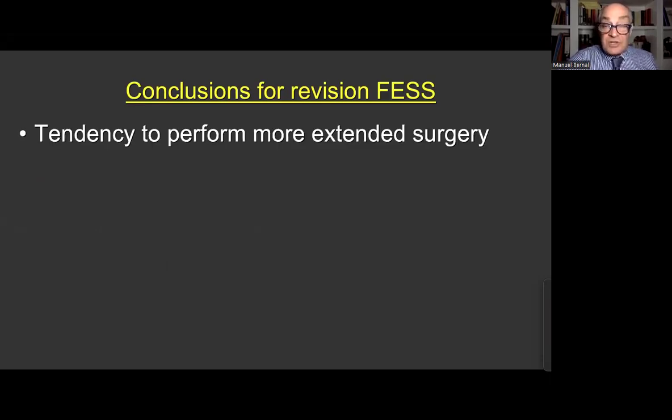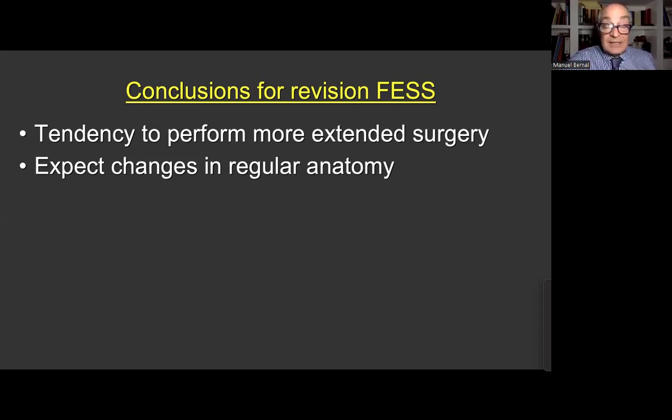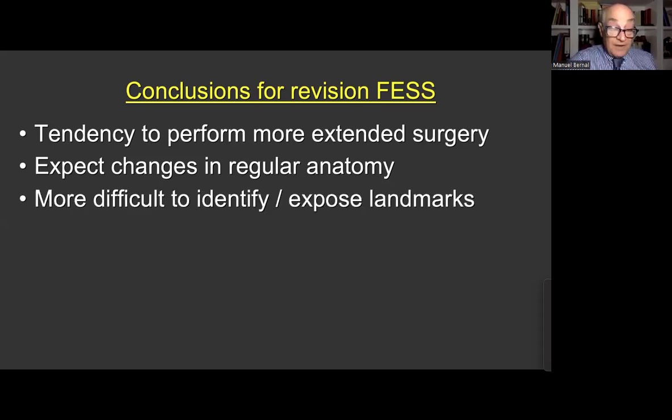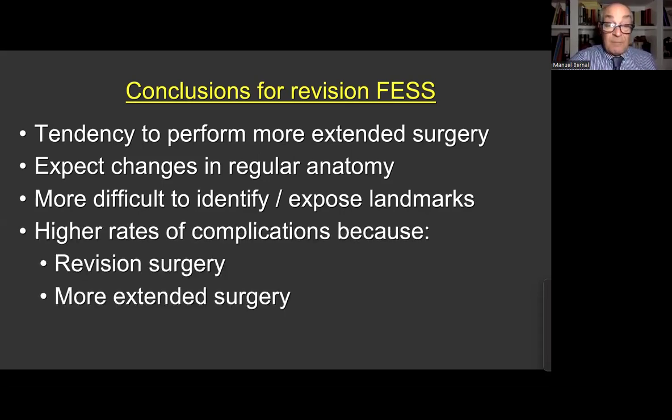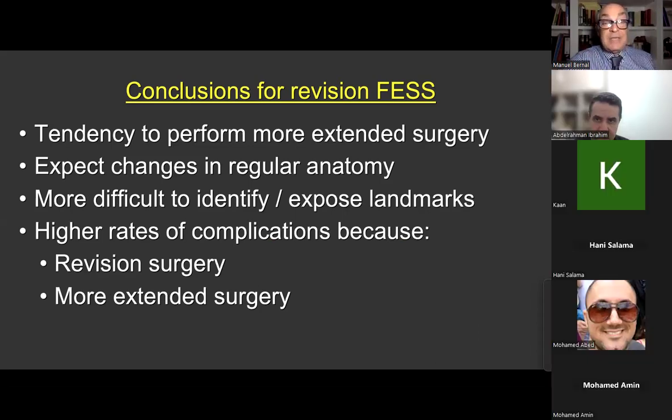When you do revision surgeries, be aware that there is a tendency to perform more extended surgery. The more extended the surgery, the higher the risk of complications. Expect changes of the regular anatomy, more difficult to identify or to expose landmarks. The higher complication rate is because you're doing a revision surgery and because your surgery is more extended. Be aware and remember that you're treating a benign disease, meaning that you should not put the patient at risk if this is not necessary.